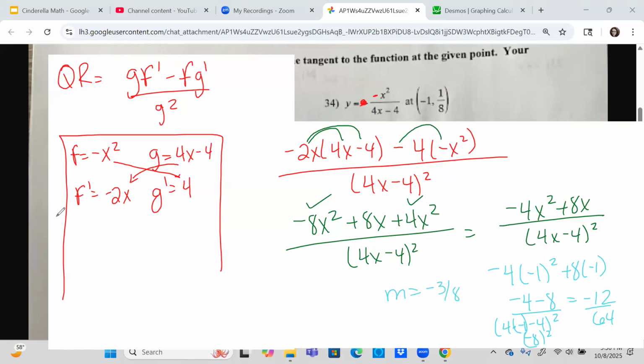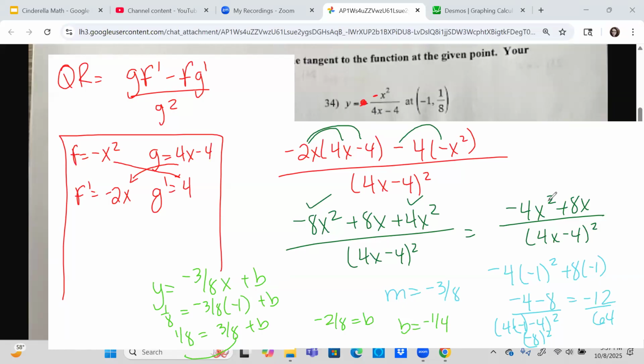All right, I'll definitely check this one, but let's run with that. So y equals mx plus b. So that'd be negative 3/8 times negative 1 equals an eighth plus b. So 1/8 equals 3/8 plus b. I don't think that's right. Minus 3/8, so you'd get negative 2/8 equals b, and then that would reduce to negative a fourth.